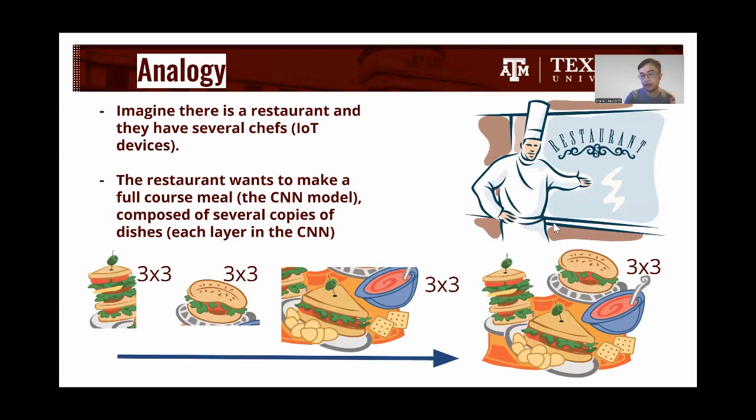So let's start off with an analogy. Imagine we have a restaurant and they have several chefs. Let's compare these chefs to IoT devices. Let's say the restaurant wants to make a full course meal. In this case, we'll compare it to the CNN model. This CNN model, or full course meal, is composed of several copies of dishes, and this will be each layer in the CNN. For example, I have these images below of various dishes, and there are multiple copies of them, 3 by 3. This makes the final full course meal.